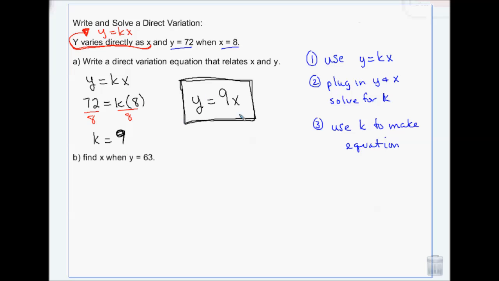So then I'm going to take this equation, and it says find x when y equals 63. So I know that y is equal to 9 times x. If y is 63, that's still 9 times x. So I'm going to divide both sides by 9. And x will be 7.